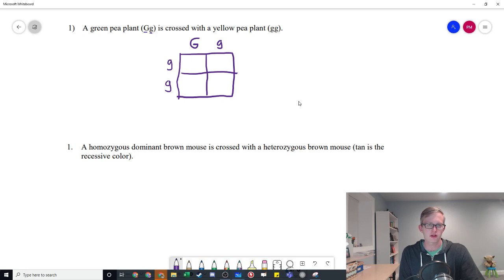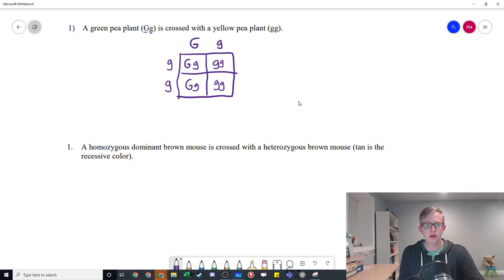So I take this first column in this first row, and I show that one possibility is a big G from the first parent and a little g from the second parent. Another possibility is that we could have gotten a little g from the first parent and a little g from the second parent, and so I write that in as little g, little g. And we could have gotten a big G and the second little g from the second parent, or we could have gotten a little g and the second little g from the second parent.